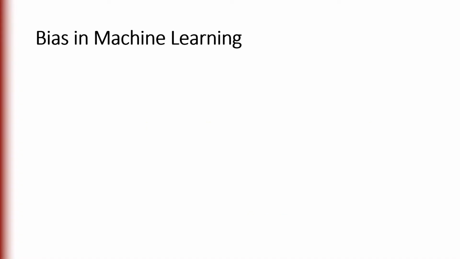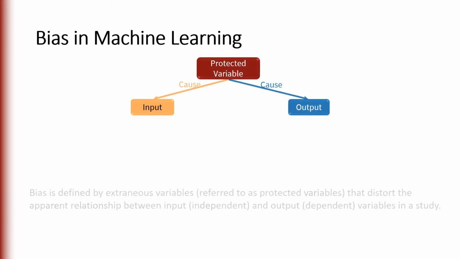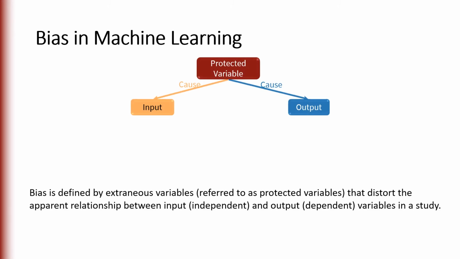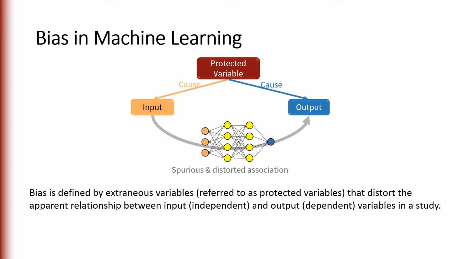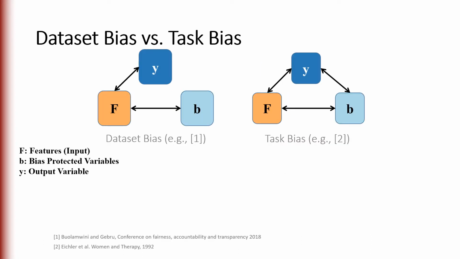A central challenge in practically all machine learning applications is how to identify and mitigate the effects of the bias present in the study. Bias can be defined as one or a set of external protected variables that distort the relationship between the input and the output variables. If we build a model to predict the output from the input variables, not considering the potential bias, it may lead to erroneous conclusions. The two most prevalent types of biases are dataset bias and task bias.